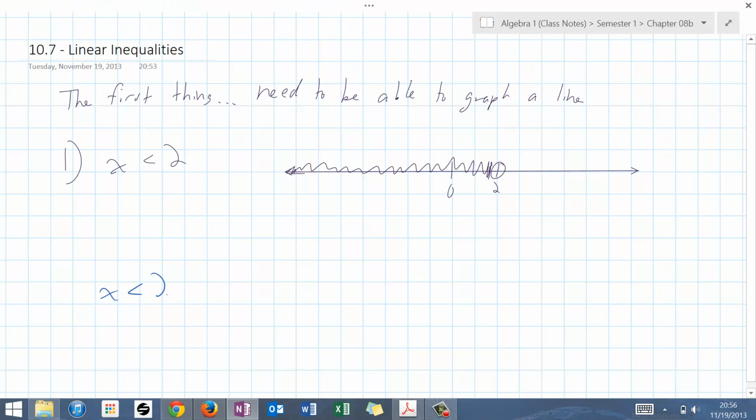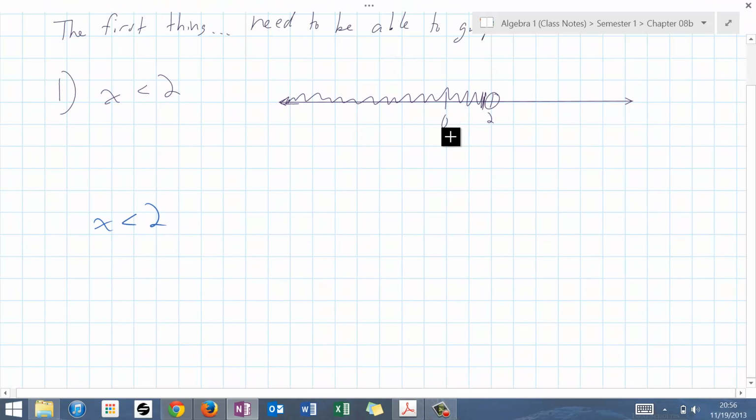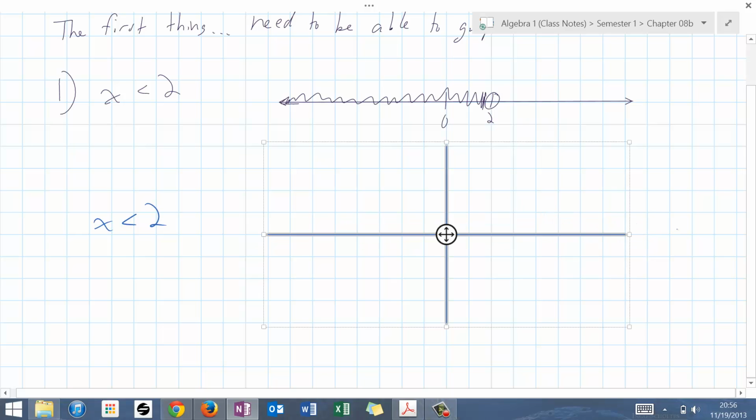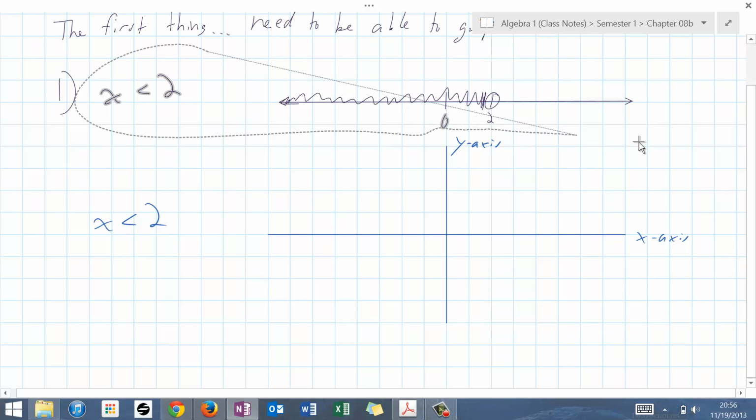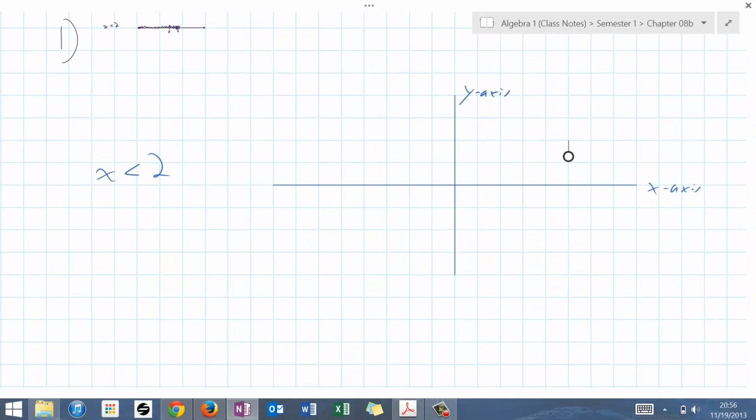So here is x is less than 2, and to graph x is less than 2, I'm going to take the same idea I just did, but I'm going to expand it to 2 dimensions, having an x-axis and a y-axis. And what I'm going to do is ignore this first part. I know you can't do this, but I'm going to so that you don't look at it, so you can look at what we're actually doing. So I'm going to shrink this down, just throw it off to the side. We're going to focus in on this.